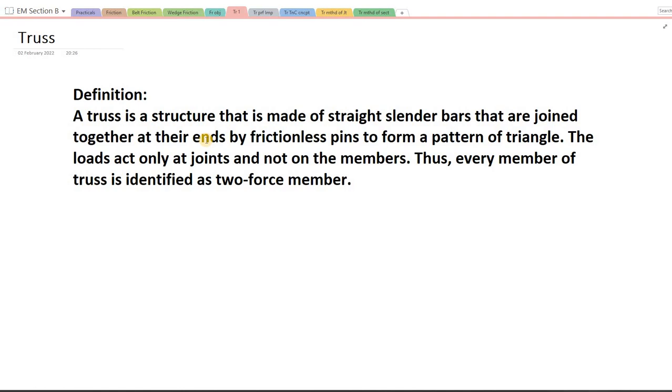So first of all, we will try to visualize how a truss looks. See, a truss is made up of straight slender bars. Therefore, there will be some slender portions there. Let's say this is the first member, second, third, then member number 4 and member number 5. These are nothing but straight slender bars and they are joined together at their ends by means of pins. The joints are pin joints or hinge joints.